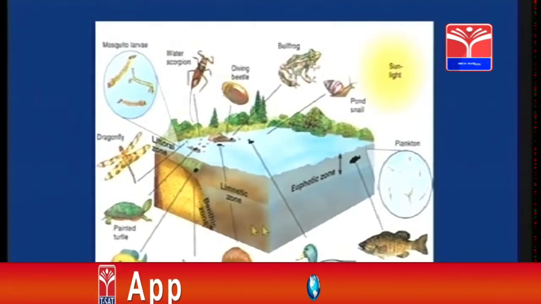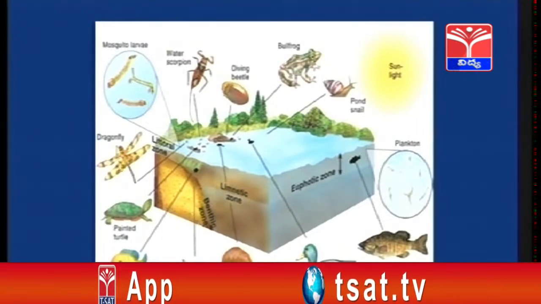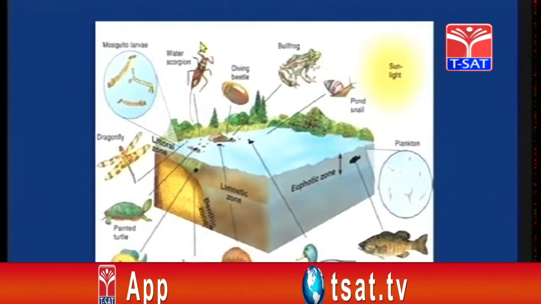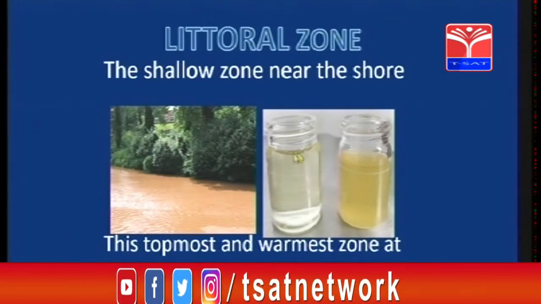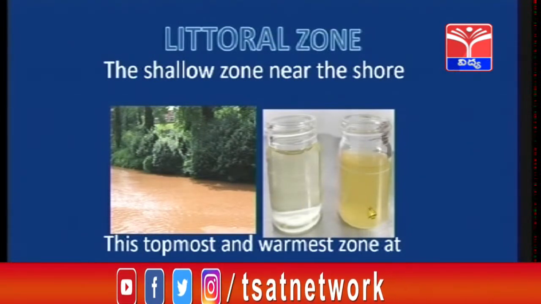Next is the profundal zone. These are the types of animals that reside in each and every zone. So let's get into detail. Littoral zone. Children, you can see the turbidity of water. This water is very much clear, better than this water.